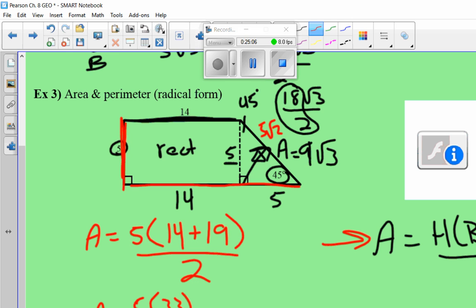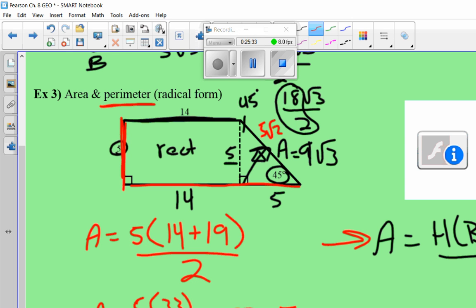5 times 33 is 165, and 165 divided by 2, I believe, is 82.5. Okay. They didn't give me any units, so it's just 82.5 units squared. But they also asked me to get the perimeter, so that's why I did all that work to get all this stuff. That's just adding up all the sides.